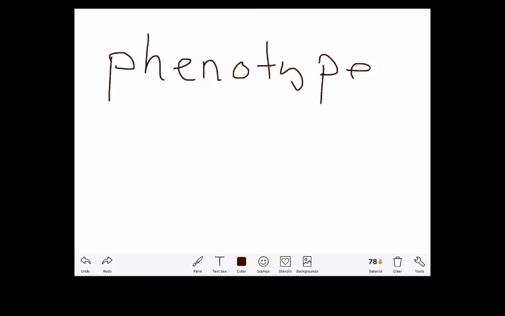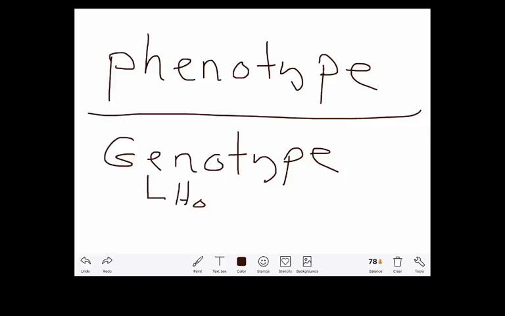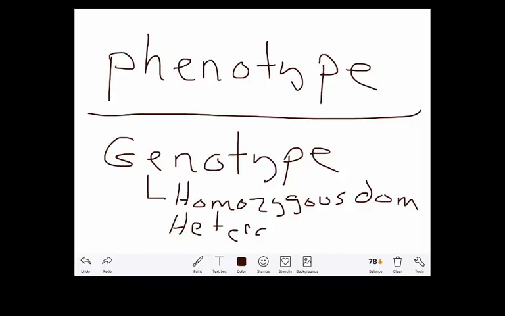Keep these two words straight. The phenotype is the physical expression of a trait. Not to be confused with the genotype. The genotype is which alleles are there. So genotypes are described by the words homozygous dominant, heterozygous, and homozygous recessive.